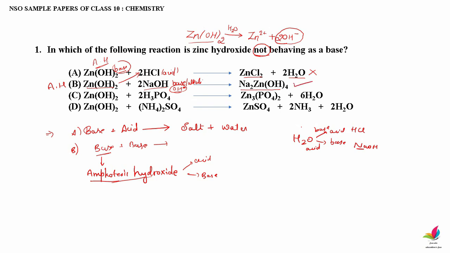but still we'll look into C and D also. So in option C, zinc hydroxide reacts with phosphoric acid, H3PO4. Again it is an acid base reaction producing salt and water, so obviously here it is acting as a base only. In the last reaction, zinc hydroxide reacts with ammonium sulfate. It is a sulfate salt of ammonia, an ammoniacal salt. Now here the products are salt, water along with ammonia, correct?